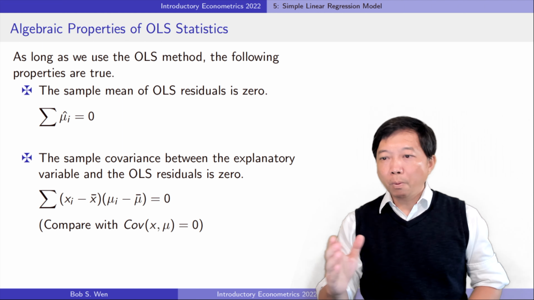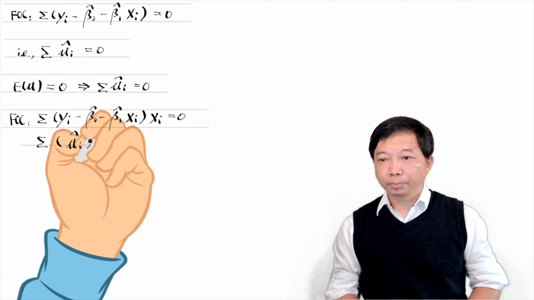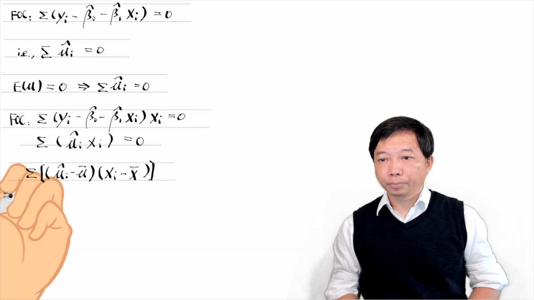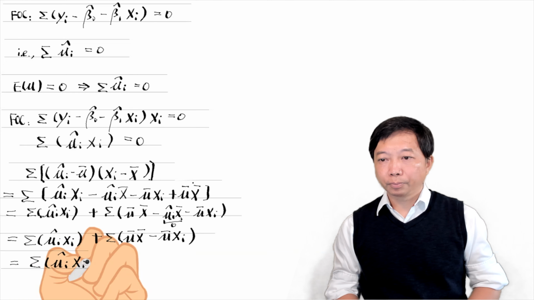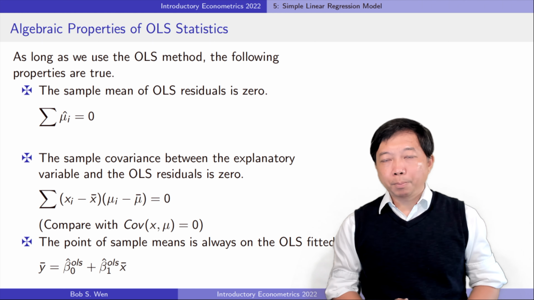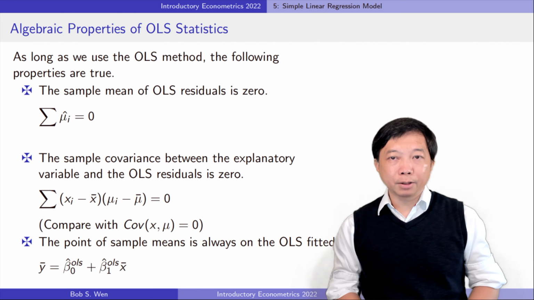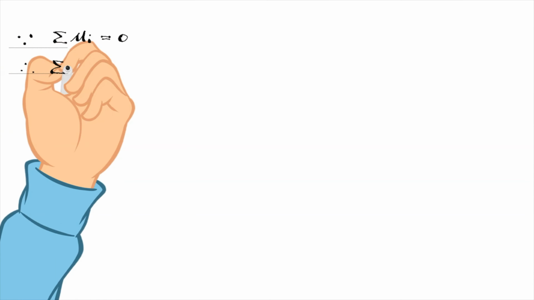Second, the sample covariance between the explanatory variable x and the OLS residuals is 0. The proof is as follows. Third, the point of sample means is always on the OLS fitted line. We have mentioned it before. The fourth property is that the sample mean of y equals the mean of the fitted values. We can prove it.